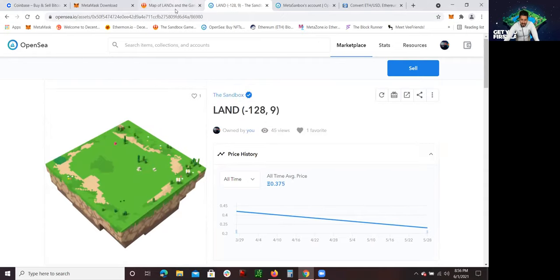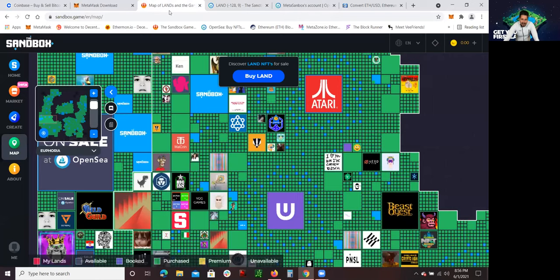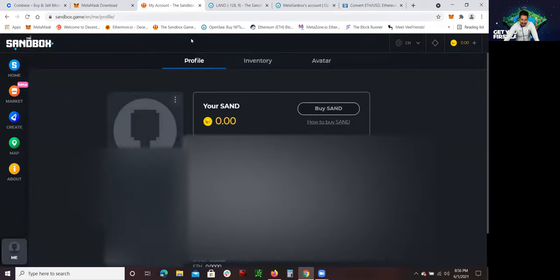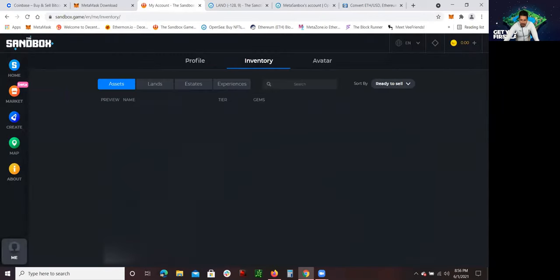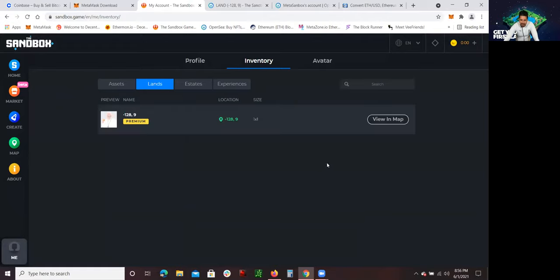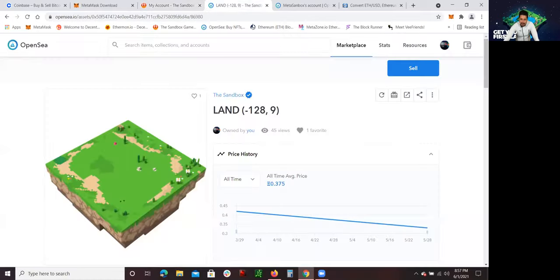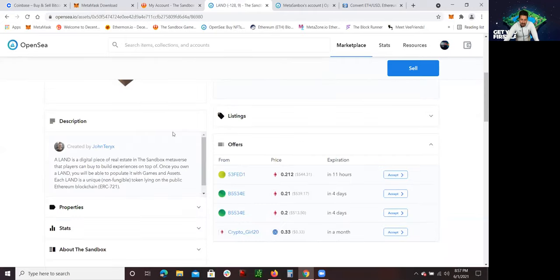So if you look at this, this is the land coordinates. Land is -128.9. If I go back to my profile on the Sandbox and click on inventory, you will see it again here under lands, and here it is again. This land is connected to my wallet, my MetaMask address. I'm using the same address to log into the Sandbox and the same address to log into my OpenSea account. That's why you're able to see it.